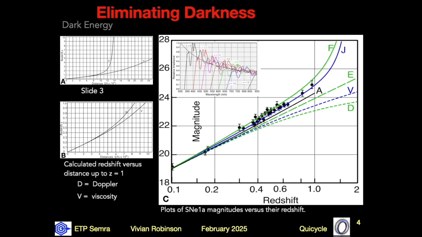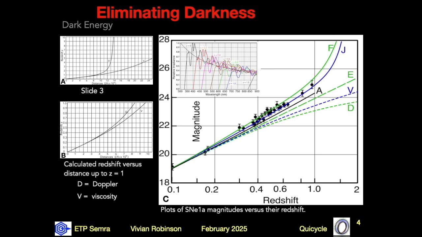On graph C, the vertical axis is the expected SNE 1a magnitudes at different redshifts, shown on the horizontal axis. Curve V is the intensity expected from SNE 1a spectra being redshifted by the viscosity effect for their distance. It is determined from the V curve in figure B. This inset is a reminder that the magnitude differs from intensity because their spectra move through the measurable range from 300 to 900 nanometers.